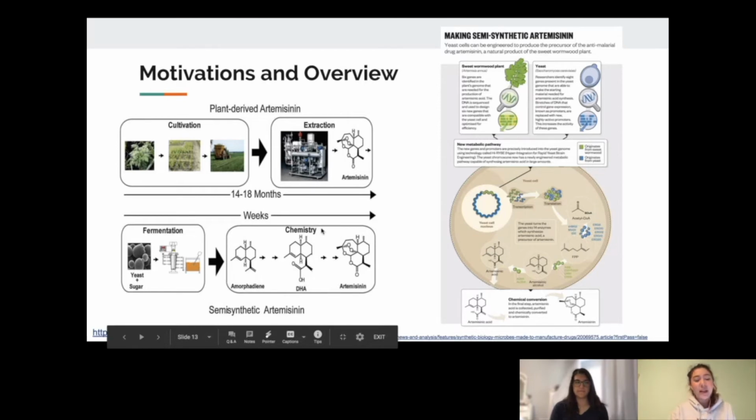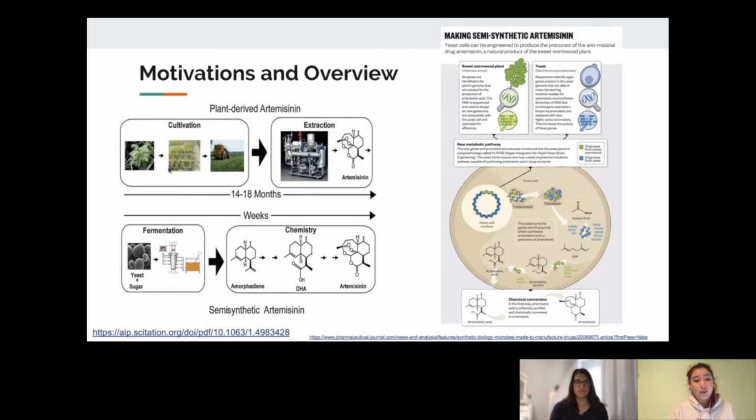As you can see in this graphic on the left, you can see how long it takes for cultivation and extraction of artemisinin from this plant, A. annua, and it normally will take 14 to 18 months. So this causes a lot of fluctuation, obviously, because there's not always the same amount of demand for this anti-malarial drug.